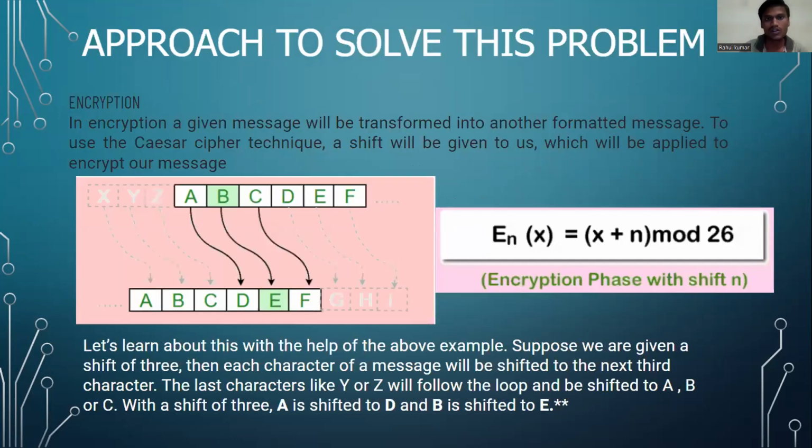This is the approach to solve our problem: encryption. In encryption, a given message will be transformed into another format. To use the Caesar Cipher technique, a shift will be given to us which we apply to encrypt our message. For example, suppose the shift value is 3. Starting with A, if we add 3 to alphabet A, we get D, and B plus the shift value 3 gives E, and so on.